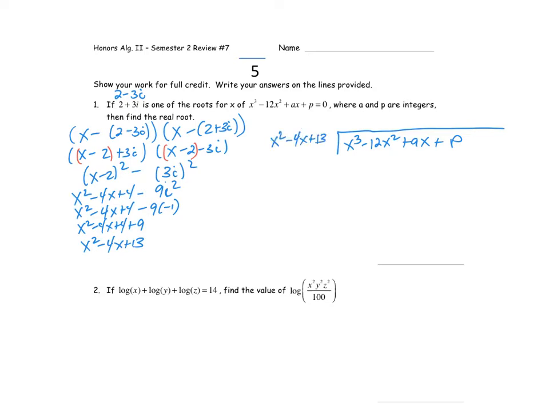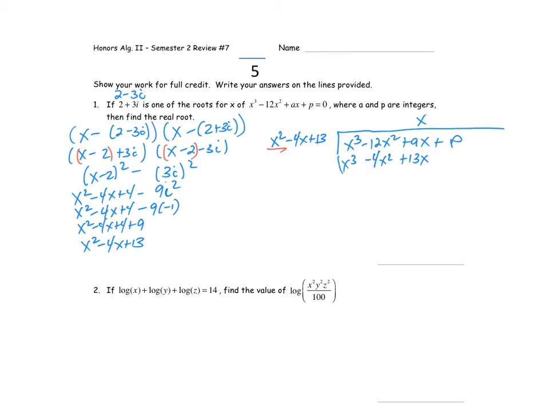When doing long division, the first thing we want to ask is how many times does x squared go into x cubed? And that goes in x times. So I'm going to write that over the linear term here. So now I'm going to multiply. x times x squared is x cubed. x times minus 4x, or negative 4x, is minus 4x squared. And x times 13 is plus 13x.